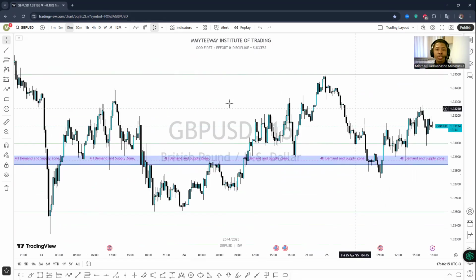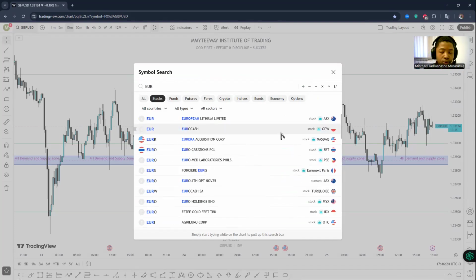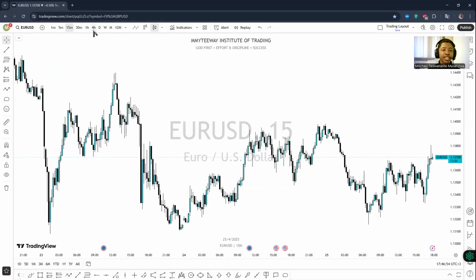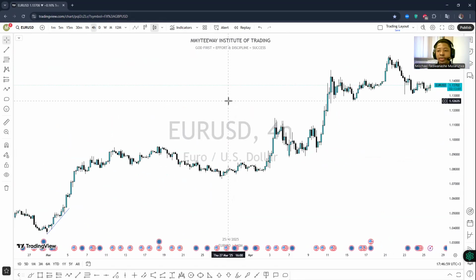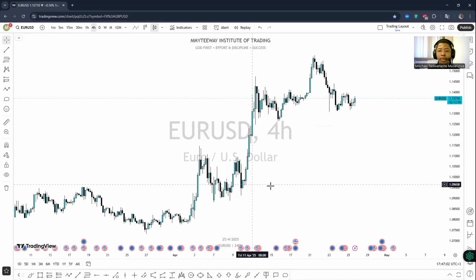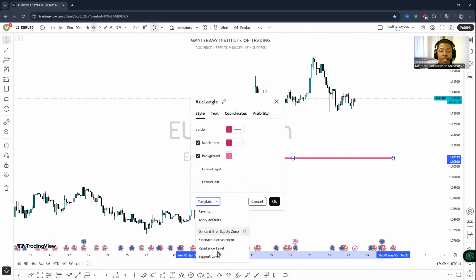So you just go to a chart. Let me open a new chart which I have never traded before. Let's say Euro USD, right? I just put my chart in the 4-hour. They are very easy to see, right? For example, right here, this is a demand and supply zone right here. Since I have already saved the template, I'll just use it right here.